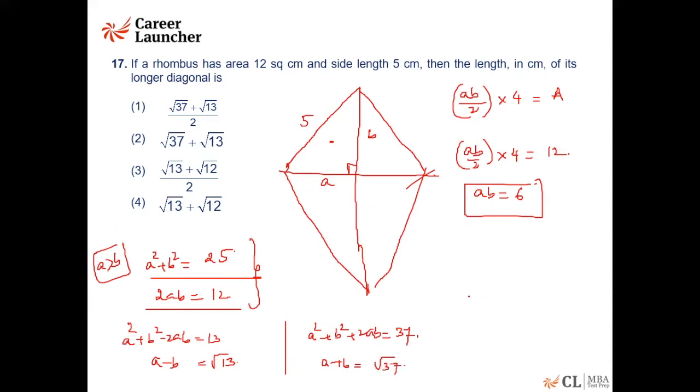What are we trying to find out? We are trying to find out 2A. 2A is nothing but root of 37 plus root of 13. So that's the correct answer.